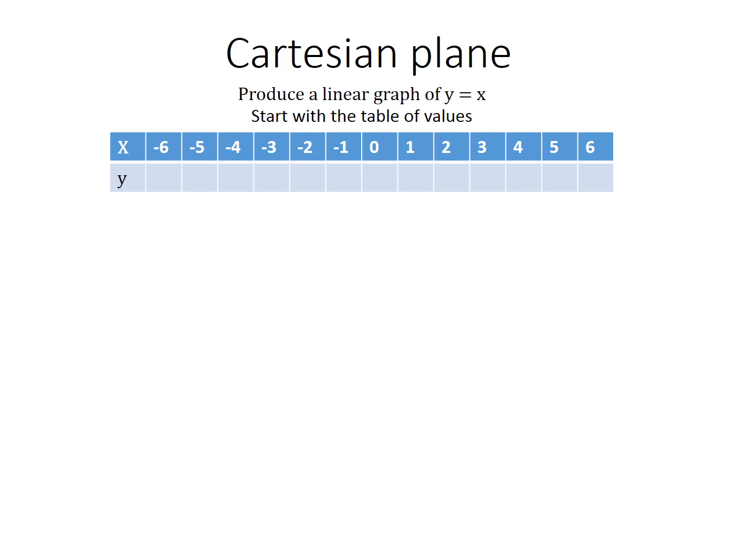So here's our table. It goes from -6 to +6, which are the x values. And determined by the equation, we will determine what the y values are. Now it says y equals x, so it means that y has got to be exactly the same as x.